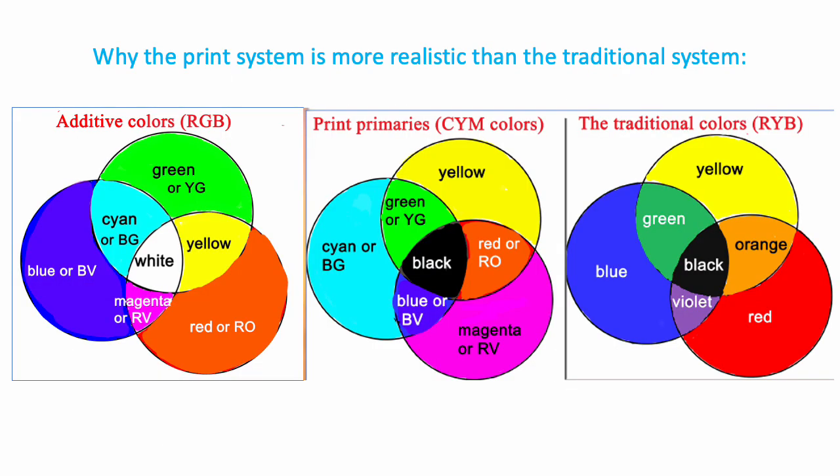The print system is also more realistic than the traditional system because it's directly related to the additive colors, the colors of light. So the primary colors in the additive system are red, green, and blue, while the secondary colors in the print system are red, green, and blue. Now, the secondary colors in the additive system are cyan, yellow, and magenta.